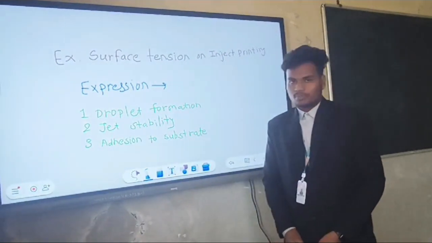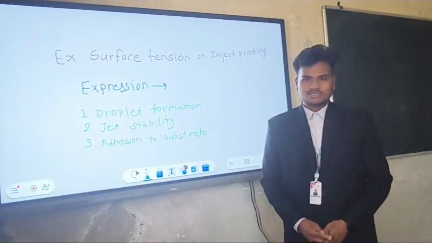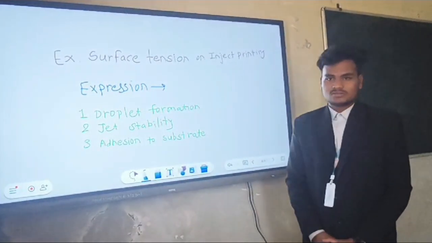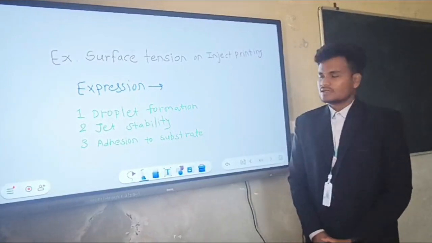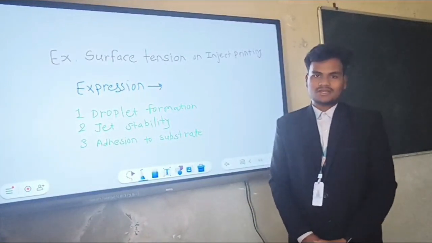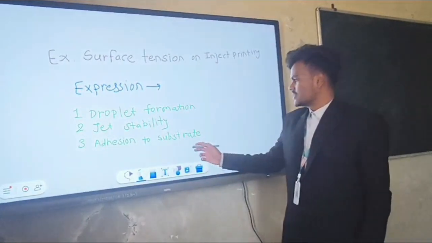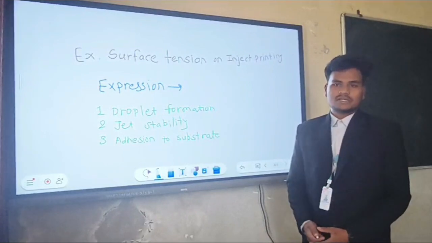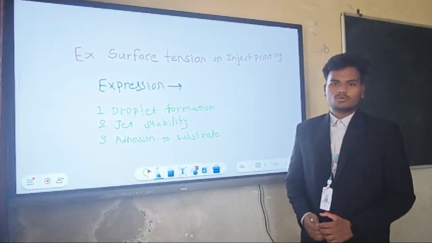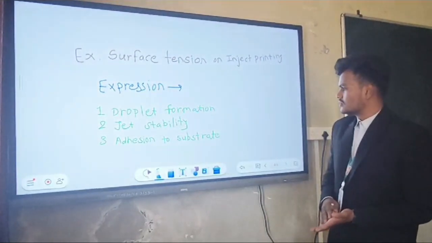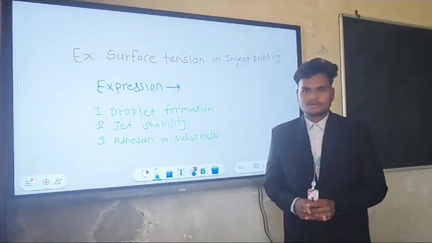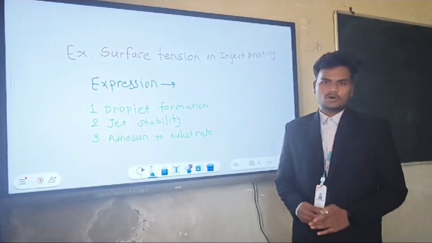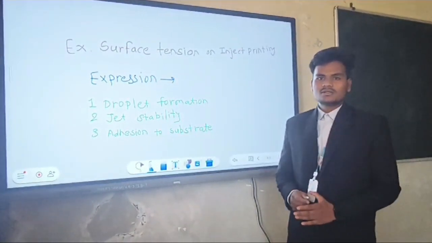The first one is droplet formation. Surface tension ensures that the ejected ink forms a spherical droplet instead of dispersing randomly. The second one is jet stability. Proper surface tension prevents satellite droplets and ensures uniform jetting. The third one is adhesion to substrate. The balance between the surface tension of the ink and the surface energy of the substrate determines how well the ink spreads.